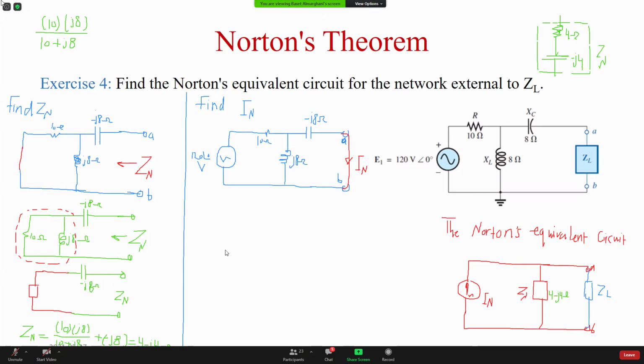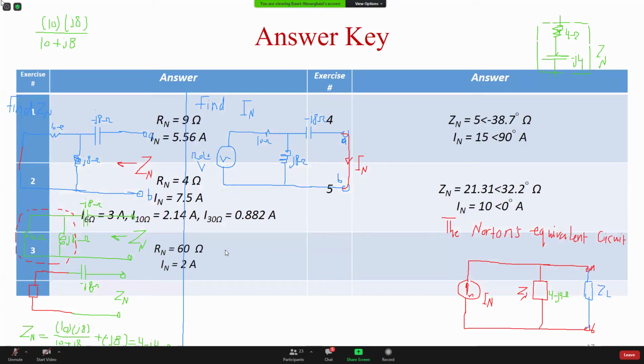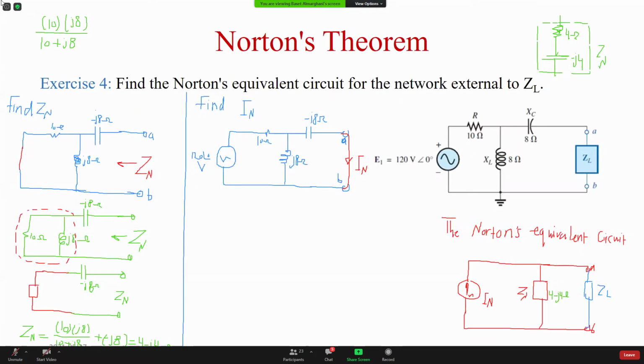Let me look at the end, the answer. No. There's something maybe missing. The answer here is 5. Can you guys repeat this one more time? Plug it in your calculator and find the answer, please.